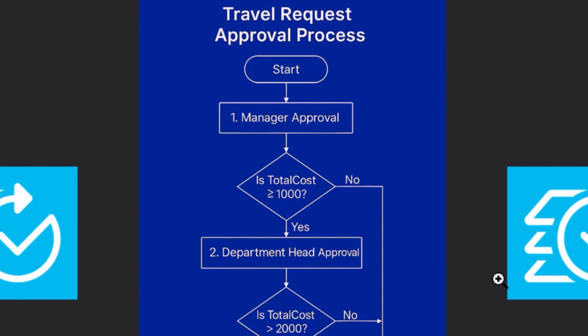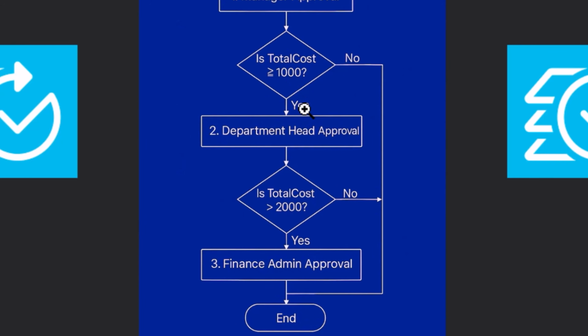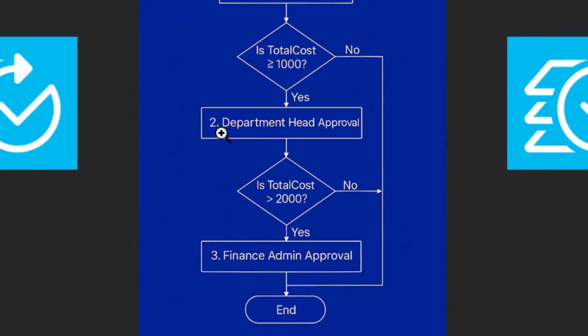A travel request approval process. When a user submits a new travel request, the first step is it needs to go to the user's manager for approval. Once the manager approves, then there is a condition. Is the total cost of the travel request greater than 1,000? If yes, then it should go for department head approval. If no, the process will end. And if more than 2,000, then we also need the finance admin approval.